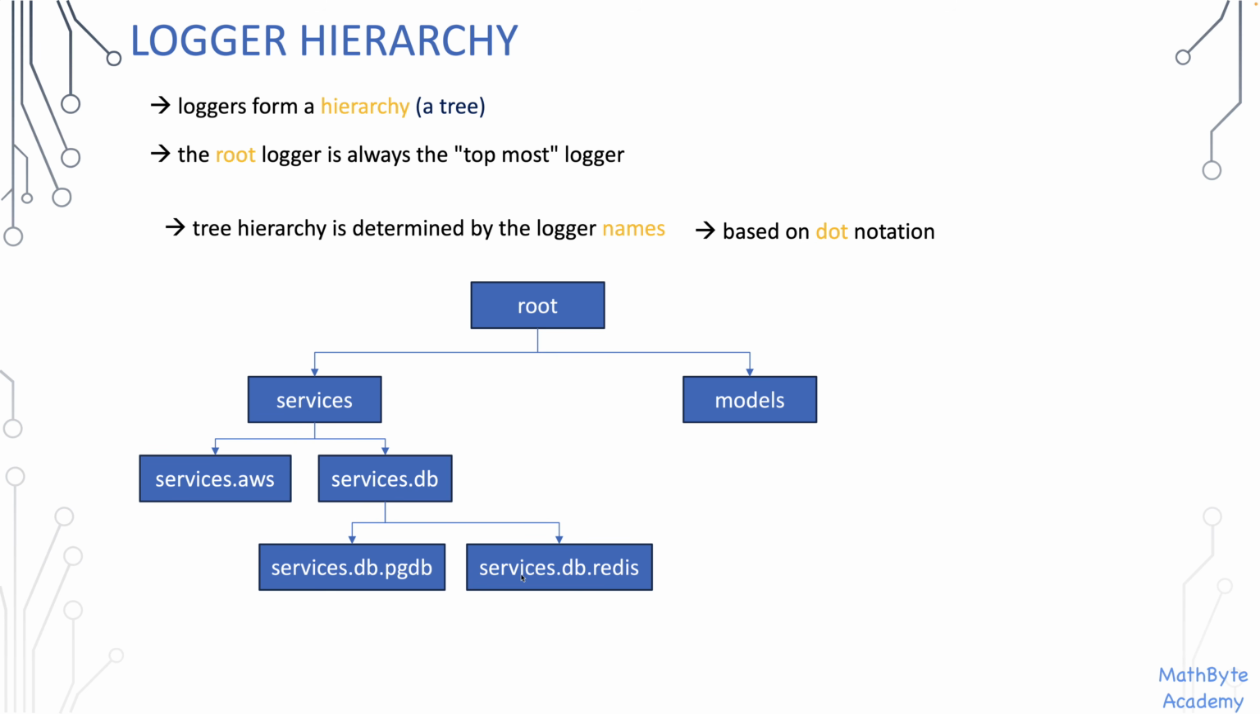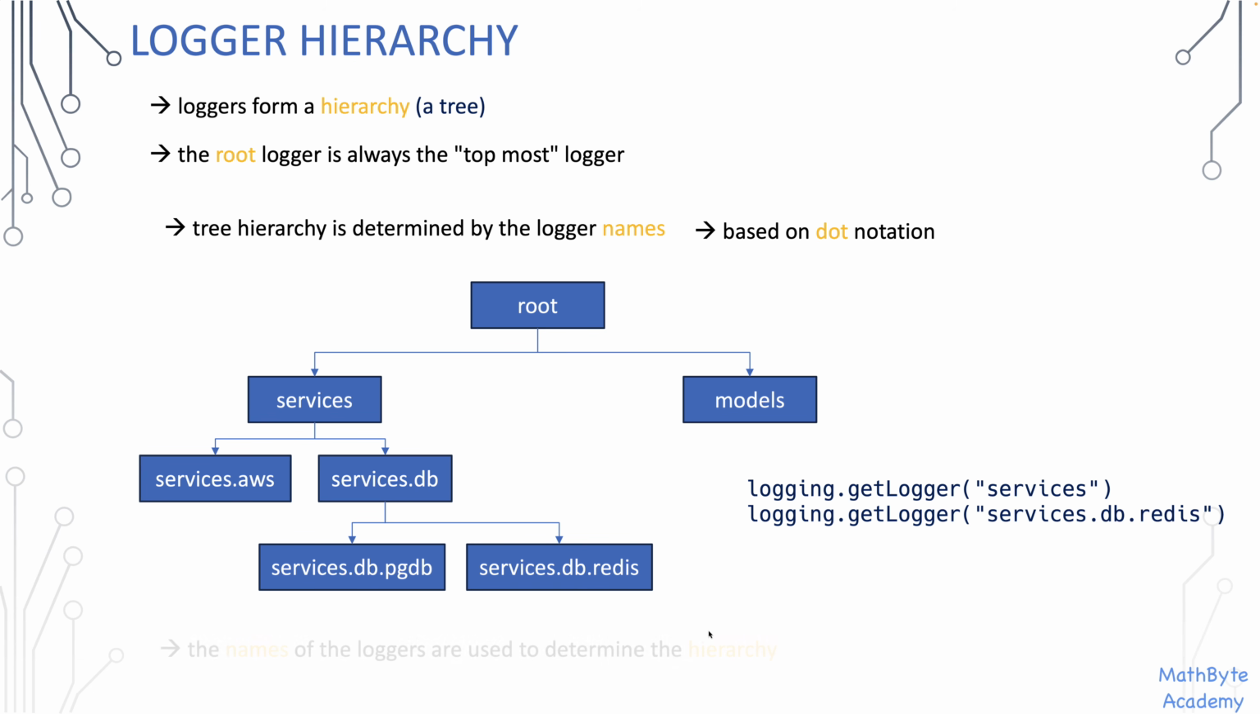You may have another one called services.db.redis. Those things are just created this way with the strings, right? That's all it is. And because of the name and the dots that we're using, the logging system organizes them in this tree as follows. So the names of the loggers are used to determine this hierarchy.